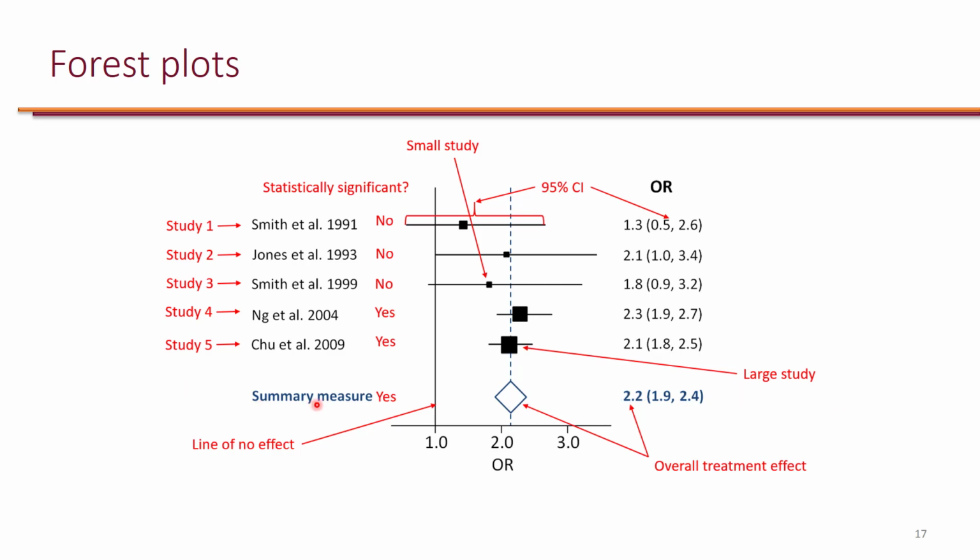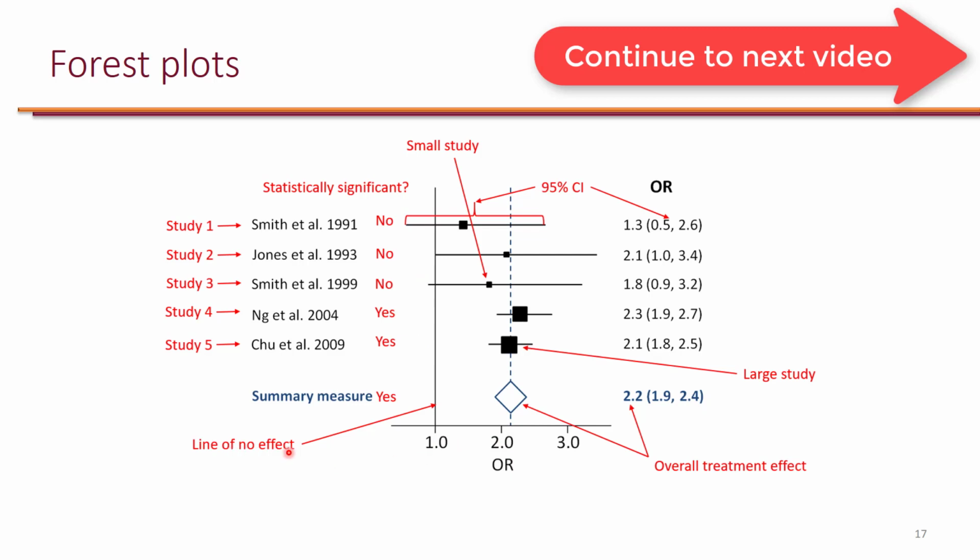And then at the bottom you have the summary. Once they aggregate all of the studies, this diamond is the actual effect size when you combine all of the studies together. The center of it, which is this dashed line, is what they actually found. So 2.2 is the odds ratio for the overall effect size, and then the width of the diamond is the confidence interval. It goes from 1.9 to 2.4, and because the diamond does not include 1, which is the line of no effect, the results are statistically significant.